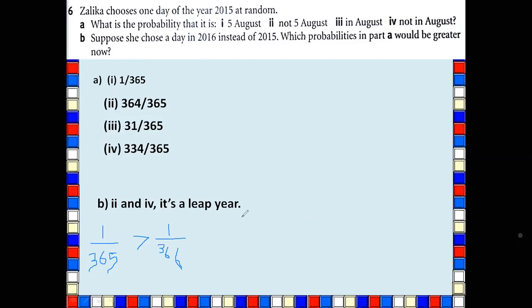Hi, Miss. I wanted to ask, why is 365 greater than 366? 365 is not greater. 1 over 365 is greater than 1 over 366. Natalie, if you have 2 pizzas, and you cut one of them into 4 pieces and the other one into 5 pieces, which piece is going to be larger? The one with the 4 pieces or the one with the 5 pieces? The 4 pieces. And the same idea here. So 1 part out of 4 pieces is larger than 1 part out of 5 pieces.